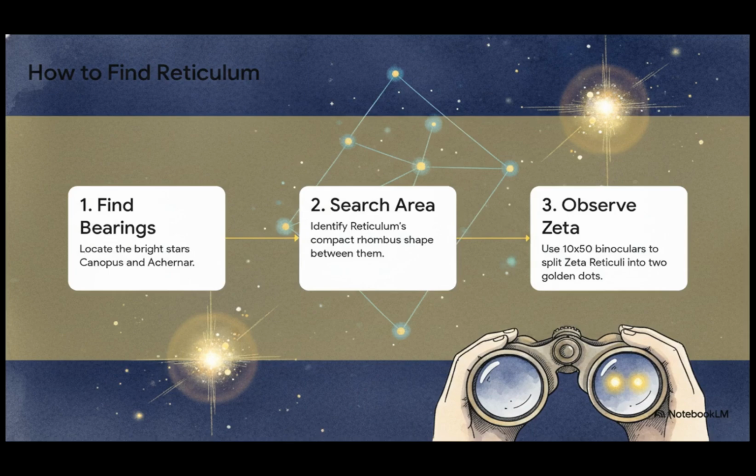Once you spot its compact, diamond shape, point a simple pair of 10-power binoculars at Zeta Reticuli. You will see the single point of light magically resolve into two distinct, golden-hued stars. It's a genuinely beautiful sight and one of the best rewards accessible with very basic equipment.